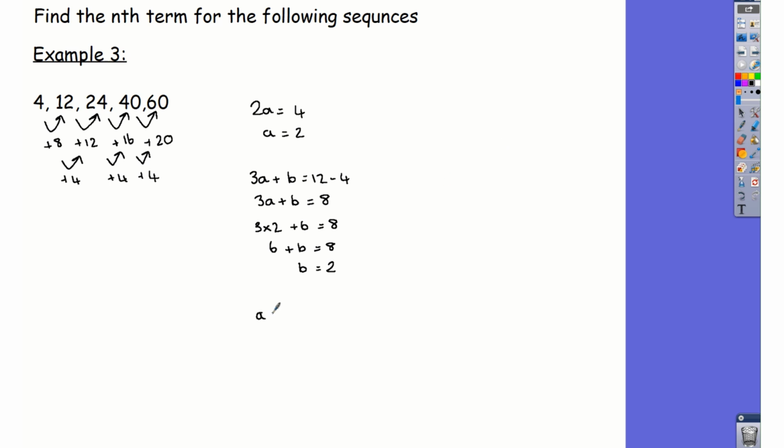Final thing is a add b add c is equal to my first term. My first term for my sequence was 4, so I have a is equal to 2, b is also equal to 2, c is equal to 4. So 2 add 2 add c equals 4, so we can see in this case c has got to be equal to 0. So your final nth term is going to be 2n squared plus 2n, but we have no constant on the end.